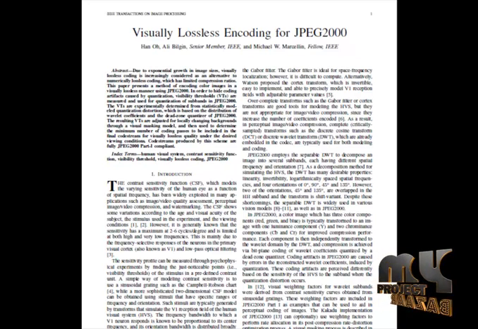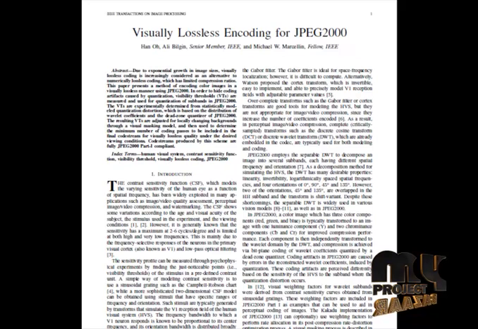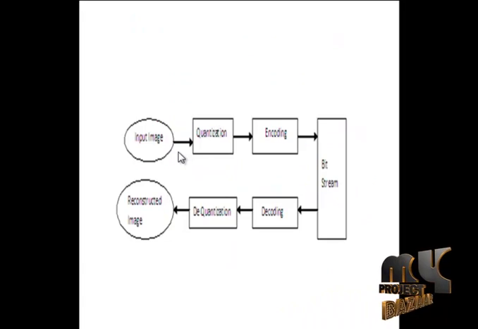the minimum number of coding passes to be included in the final code stream for visually lossless quality under the desired viewing conditions. Visibility thresholds were measured for statistically modeled quantization distortion and have different values depending on the local variance within each subband. This is the flow of our process.